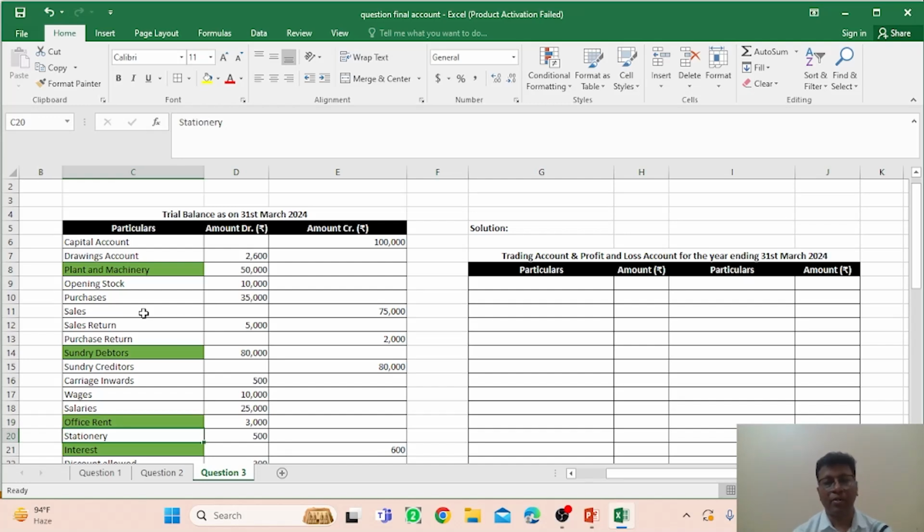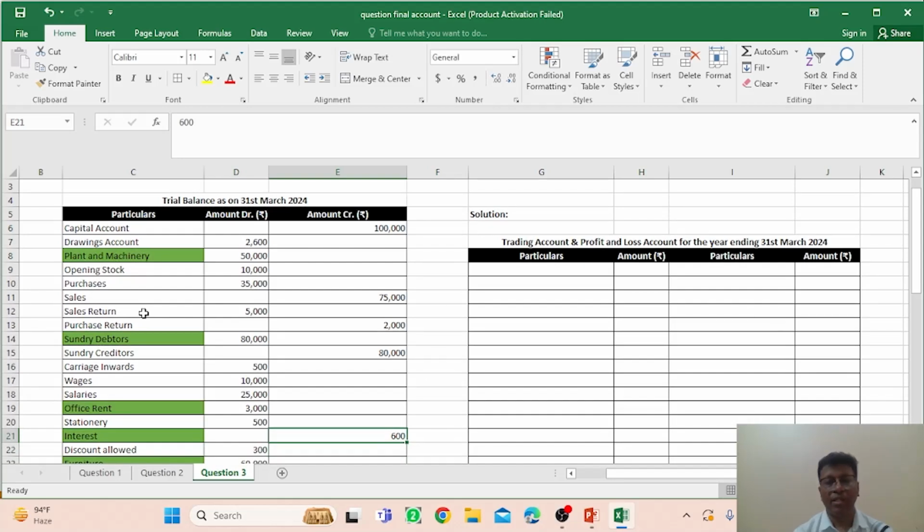Stationery, again, the part of P&L account. Interest, yes, maybe you have to give the interest, you have to make the payment for the interest, or you have received the interest. So as you have to observe whether it is given in the debit side of trial balance or in the credit side. So as per this particular question, as you observe that interest amount is given in the credit side of trial balance, so it is assumed this is the income. So it would be shown in the credit side of P&L account.